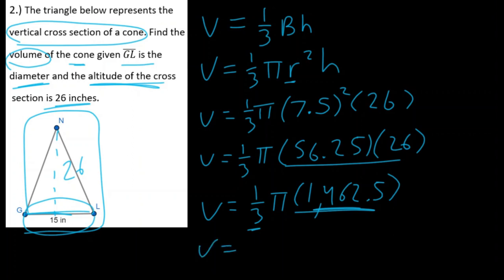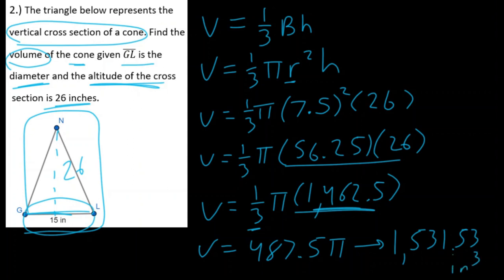The volume is equal to 487.5 pi. Now, what if we want the approximate decimal of that? Then you simply multiply that number by pi, which will give us 1,531.53 as long as we round. And this will, of course, be inches cubed because it is the volume.